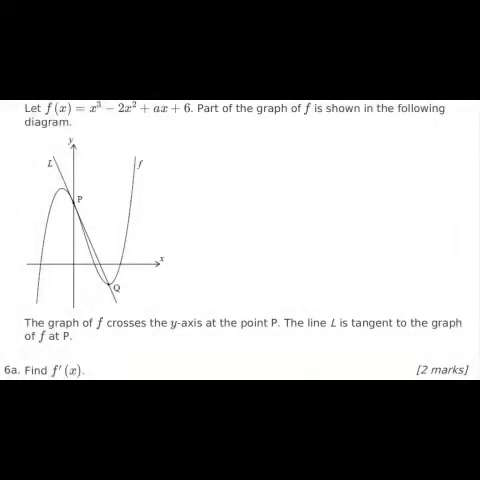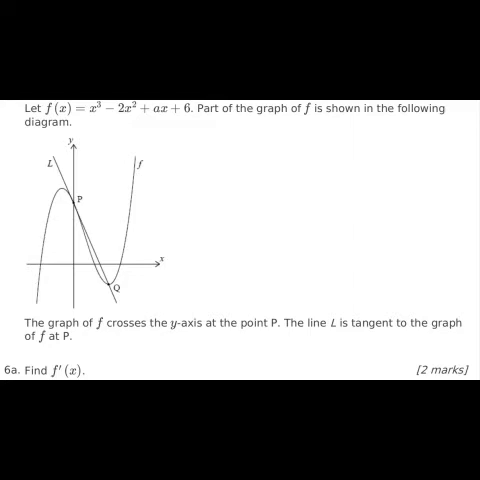Let f of x be equal to x cubed minus 2x squared plus ax plus 6. Part of the graph of f is shown in the following diagram. The graph of f crosses the y-axis at the point P. The line L is tangent to the graph of f at P.